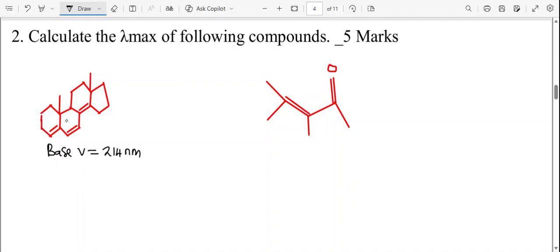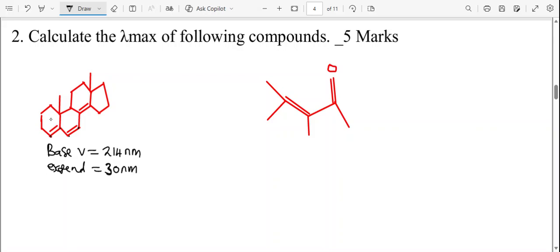Then first of all, you start the conjugation, let's say from here: 1, 2, 3, 4. So there's an extended conjugation now. The conjugation would have just been 2, like I demonstrated in the first explanation, but now there's an additional conjugation. So the extended conjugation will give us 30. For each extended conjugation under these normal dienes, you add 30.